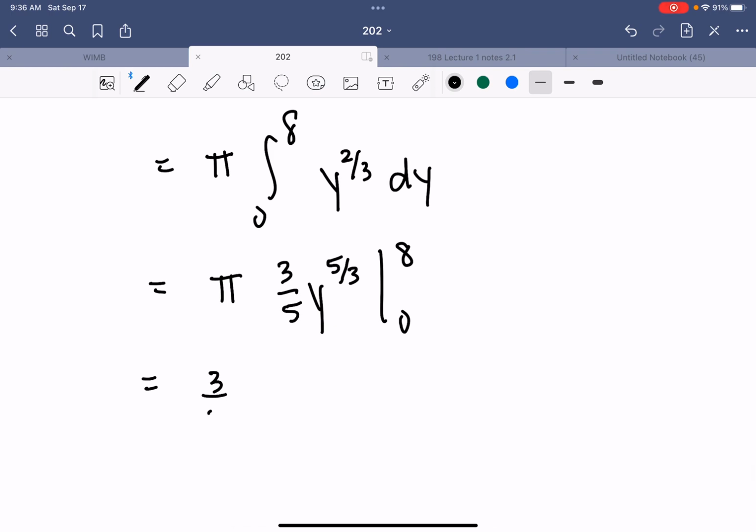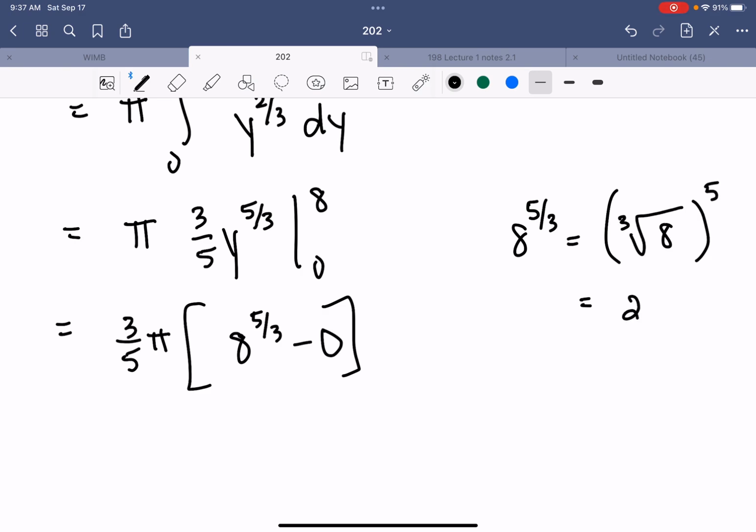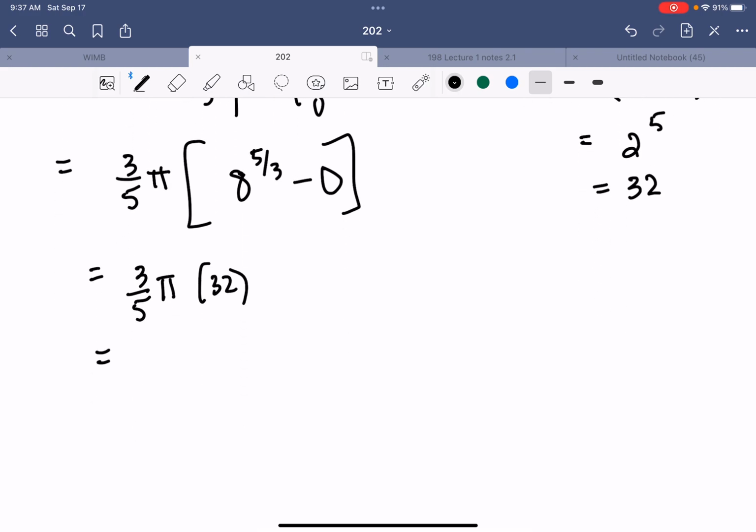So this is 3/5 pi times, let's see, 8 to the 5/3 minus 0. And 8 to the 5/3 is the same as, let's see, the cube root of 8 to the 5th power. The cube root of 8 is 2. 2 to the 5th is 32. So this is going to give me 3/5 pi times 32. And let's see, that gives us 96 pi over 5 as our final volume.